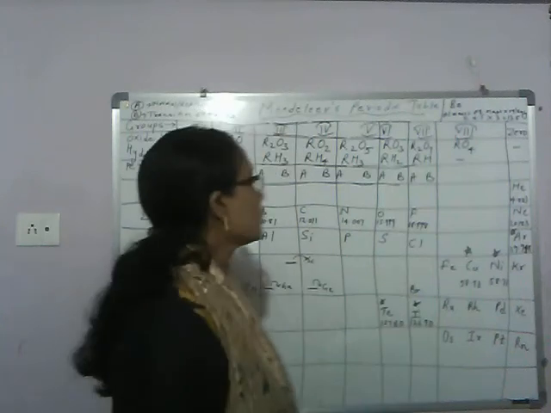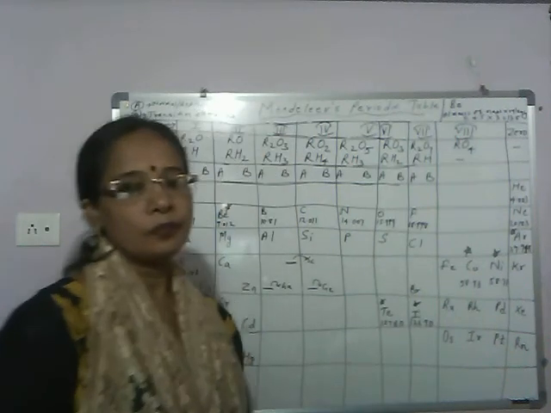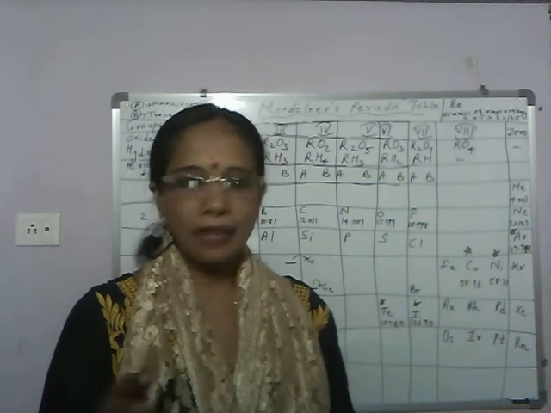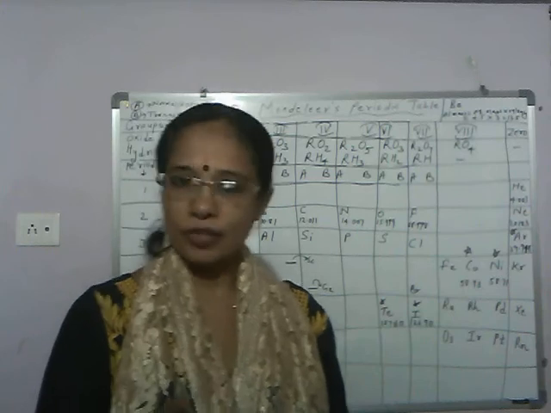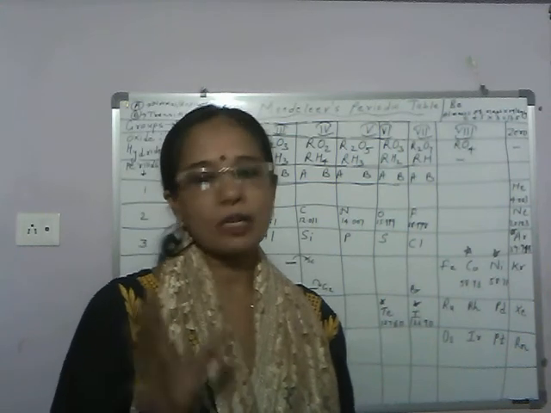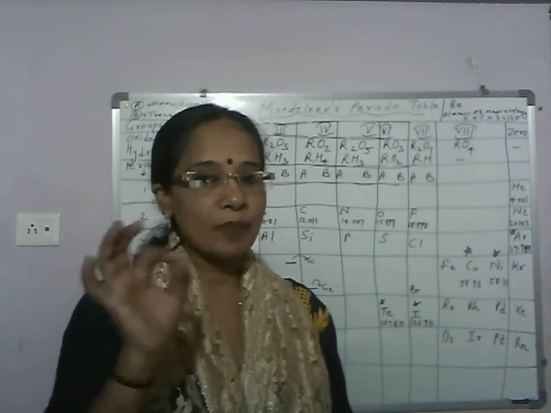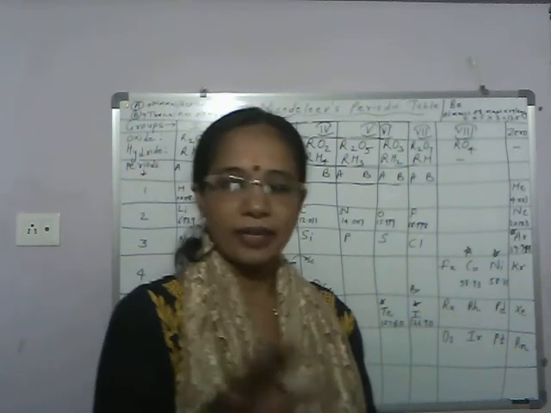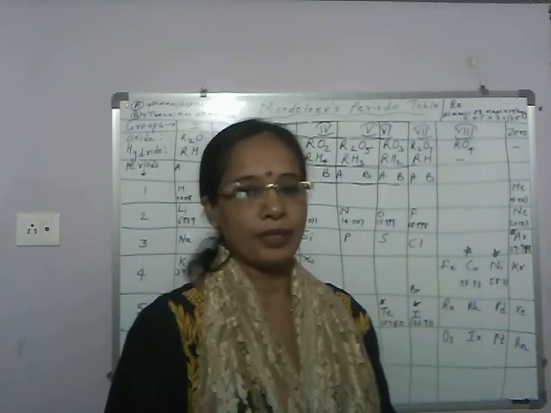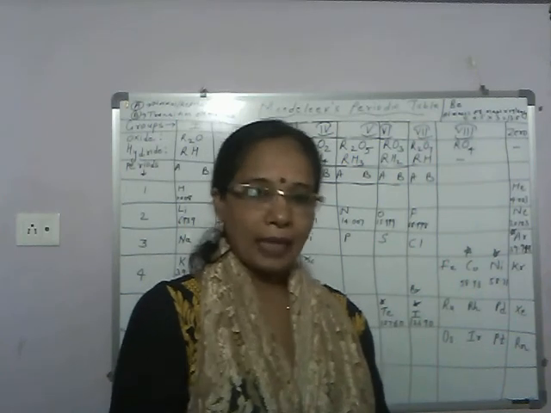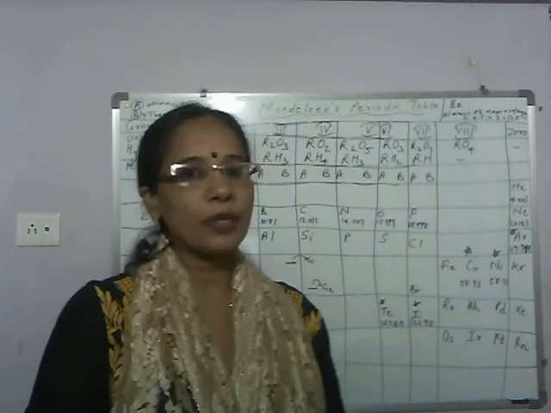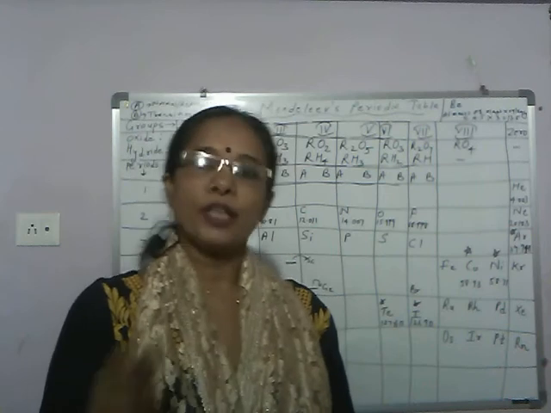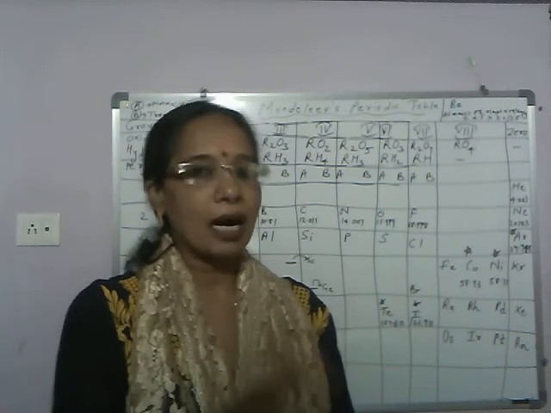Yes students, just now we discussed Mendeleev's system of classification. At the time of Mendeleev, how many elements were known? 63 elements. And in his system of classification, what was his basis of classification? Atomic mass and similarity in formula of hydrides and oxides of the elements. Based on that he gave a law, that was Mendeleev's periodic law. What is that? The physical and chemical properties of the elements are periodic function of their atomic mass.